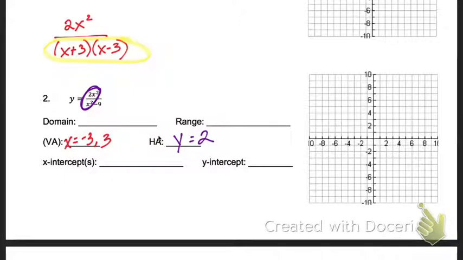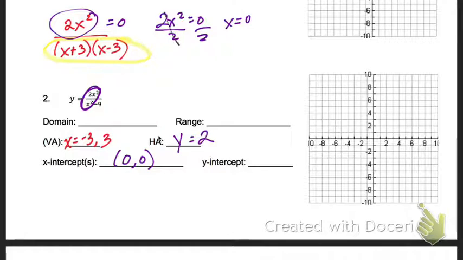X-intercept, I do what? So x equals... x squared equals 0. So x equals 0. Wait, where'd you go? Okay. You just divide by 2. X squared equals 0. And also a little hint, if it's just a single term and it doesn't have a plus or minus or anything, it's always going to be 0.